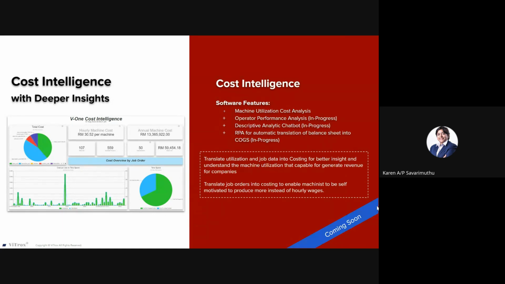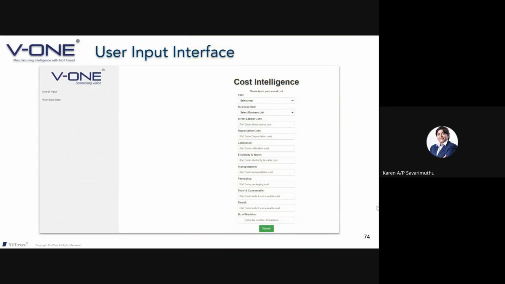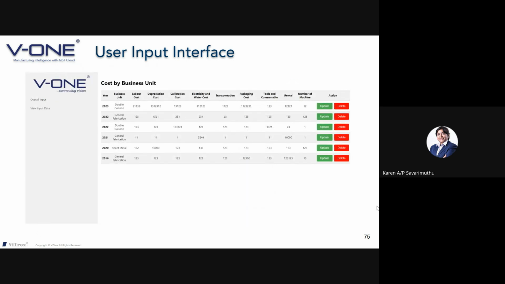This particular software is actually able to give you this cost intelligence. Yeah. So let's say in the future, you as an engineer, you want your management or the employer to invest in certain equipment. Okay, so how do you actually showcase to your management this cost intelligence is very, very important. And then only they will buy into the idea whether they want to buy the equipment you suggested or not. Okay, so for example, now you put in your user input interface, right? And then you can put in all the information that is required based on the purchase or based on the cost that you receive.